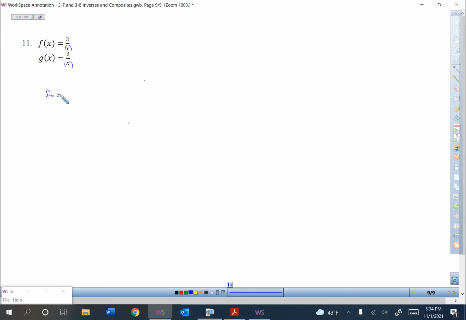So, first one here. In the f function, it would look like 3 on top still. But instead of x, I'm writing 3 over x. That's the same thing as 3 times the reciprocal. 3 divided by 3 over x is 3 times x over 3. And then those 3's cancel out, leaving you with x.